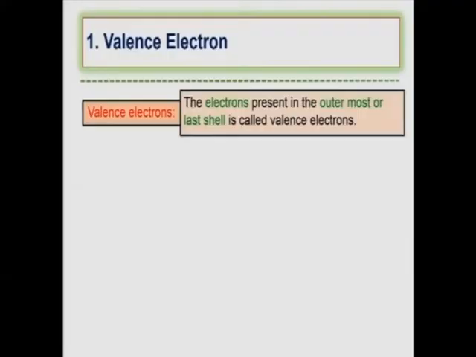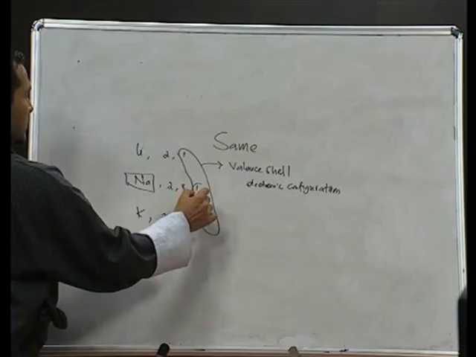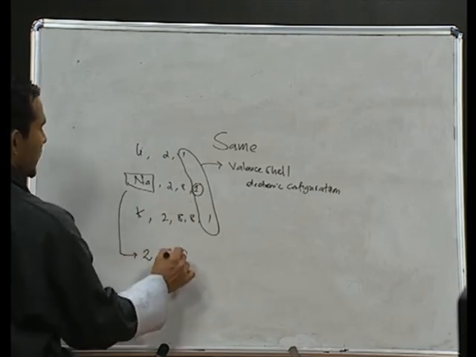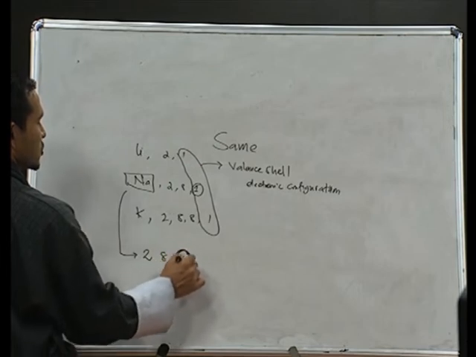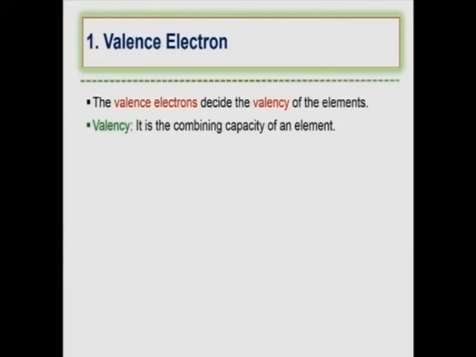Before I discuss valence electrons further, let's define what a valence electron is. The electron that is present in the outermost or last shell is called a valence electron. For example, take sodium again. In this case, this is the valence electron. So when you write the electronic configuration, the electron present in the last shell is called the valence electron. And the valence electron also decides the valency of an element.